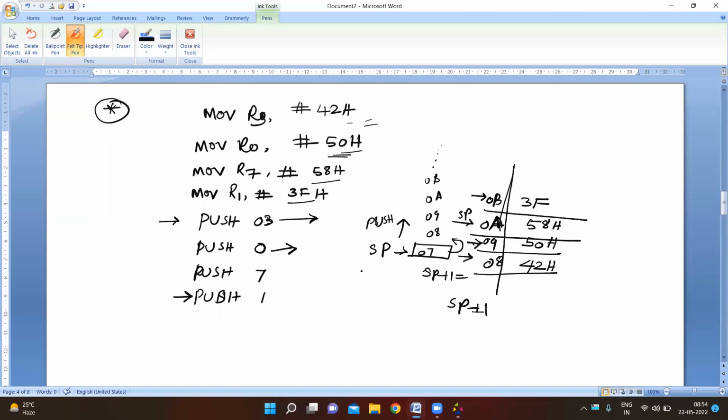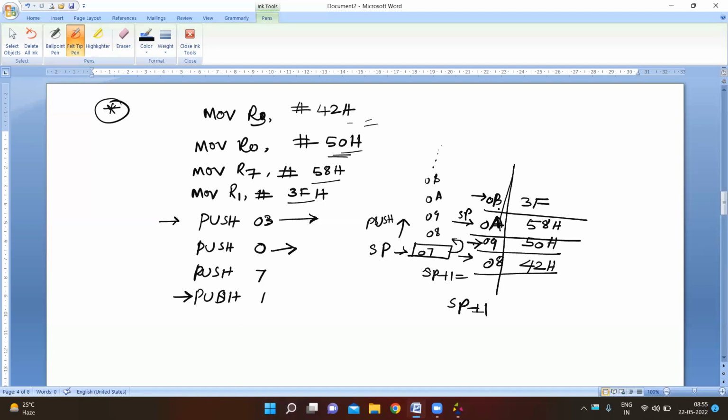Like this, push instructions are executed. For every push instruction, the stack pointer is incremented by 1, and the contents of the address mentioned in the push instruction are pushed onto the stack. The location where they are pushed is represented by the stack pointer. After execution of every push instruction, the stack pointer is incremented by 1.